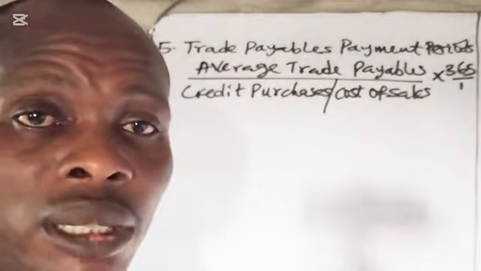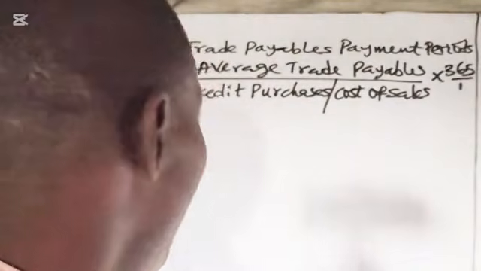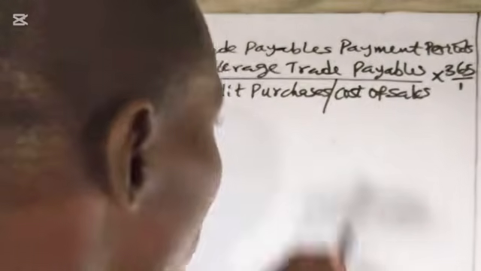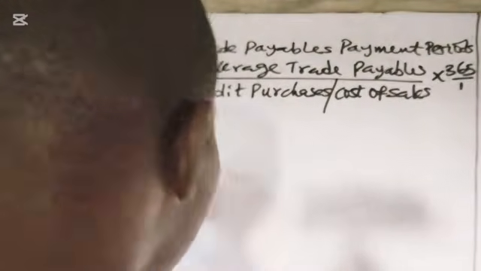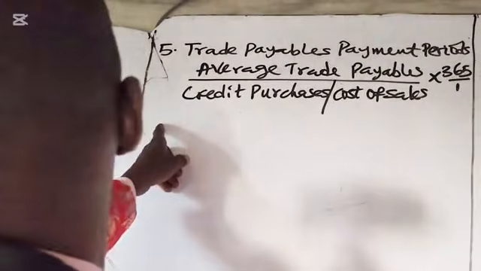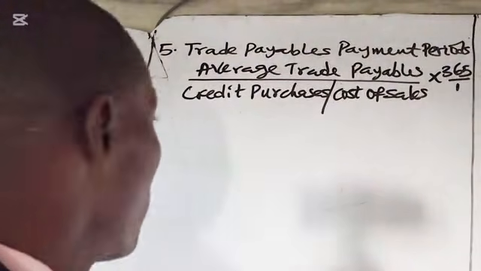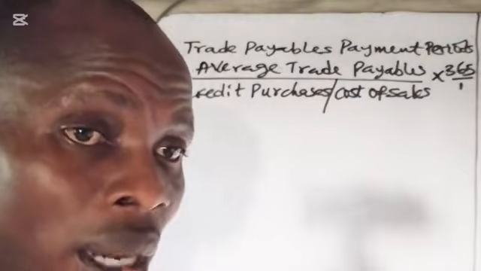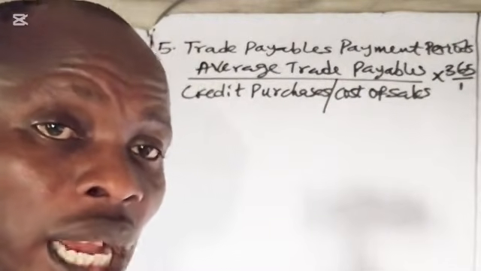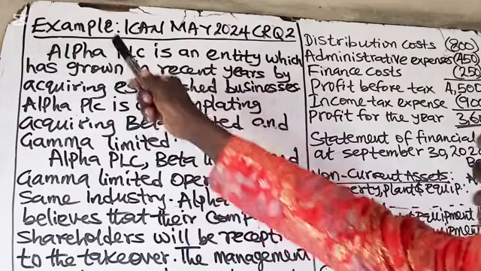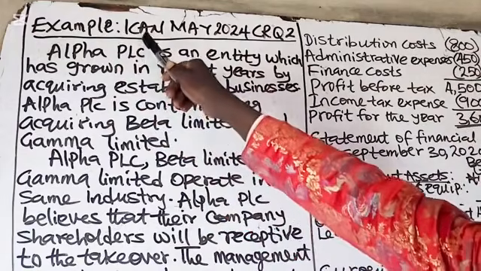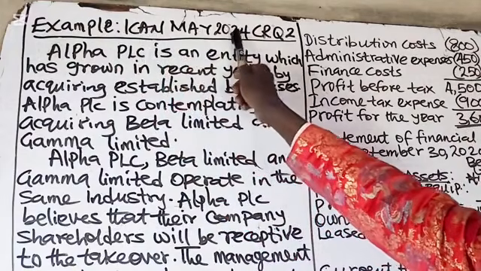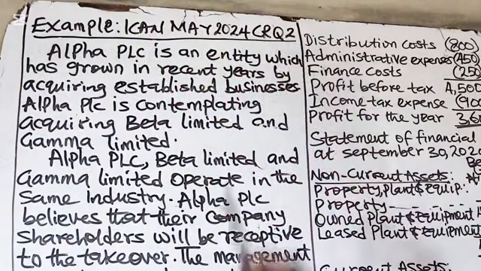Having examined the liquidity and efficiency ratios, we want to take a question from ICAN May 2024 Corporate Reporting, question number 1. Watch this video to the end for better understanding. Example. This question is obtained from ICAN May 2024 Corporate Reporting, question number 2.